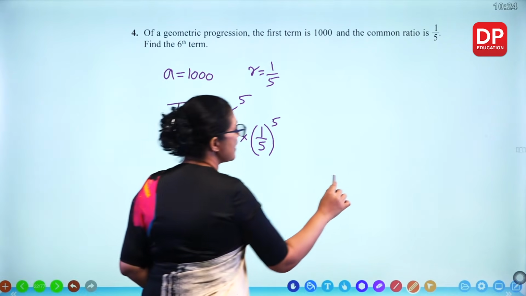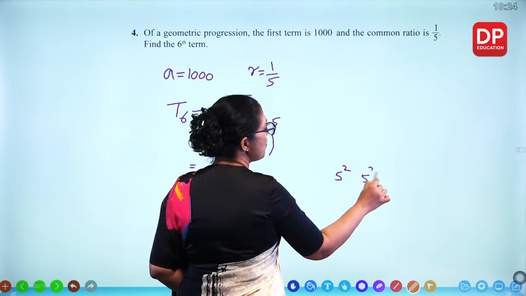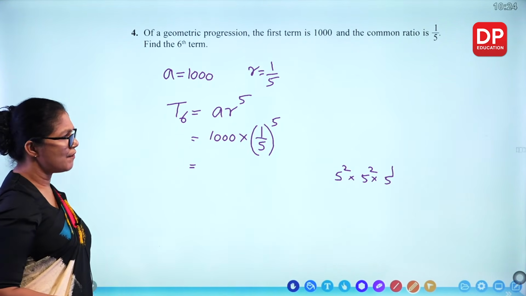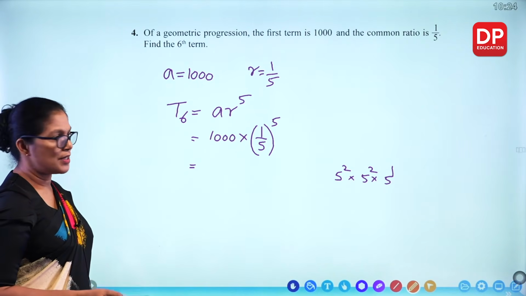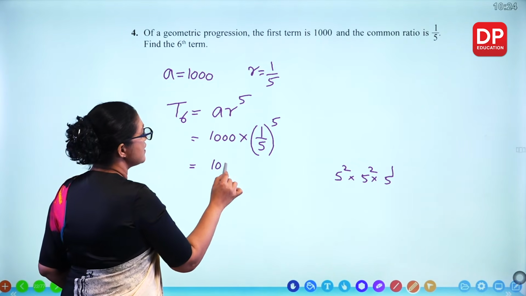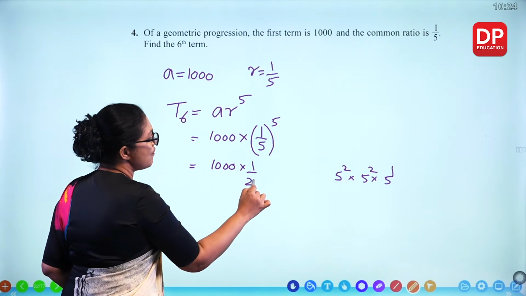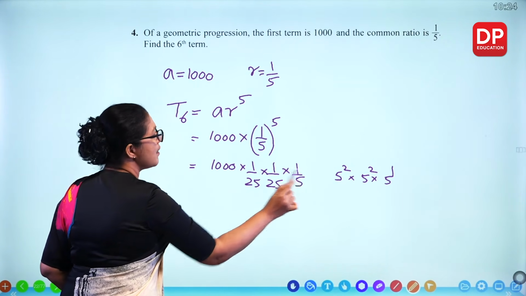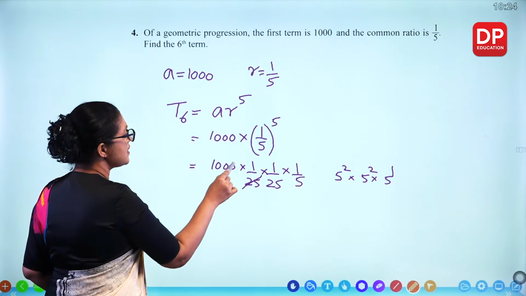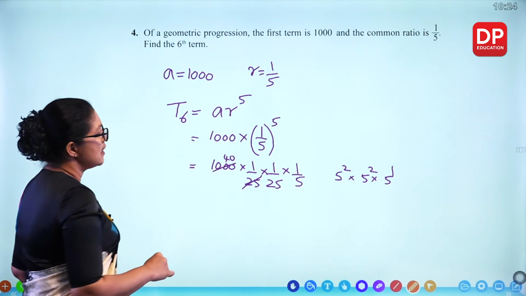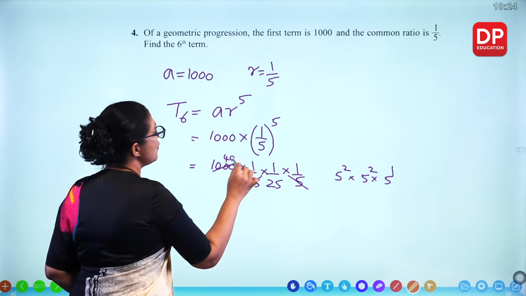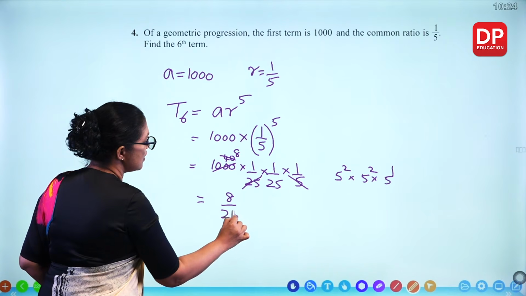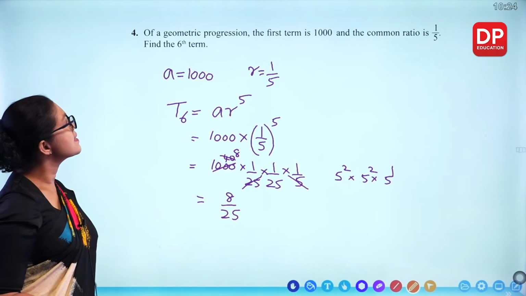We can split like this. 5 to the power 2, 5 to the power 2 and another 5. 2 plus 2 plus 1, you get 5. We know 5 to the power 2 is 25. So we can rewrite this as 25, another 25 and 5. 25 times this, you get 40. And when you divide by 5, you get 8. So what's the answer? 8/25 is T6.